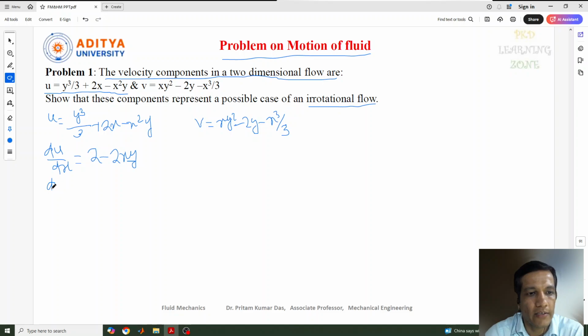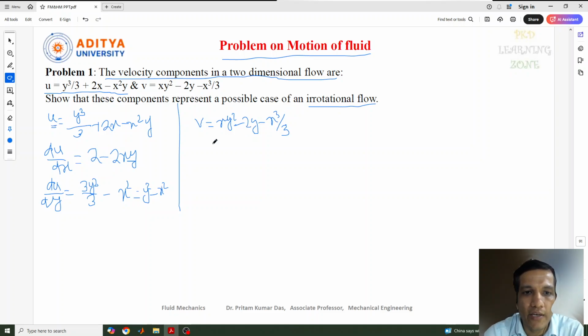Similarly, if I differentiate the same equation with respect to y, we get 3y square by 3, because y cube is there. The 2x term will not be there because only an x term is there, and for x square y the derivative is minus x square. If you cancel 3 by 3, we get y square minus x square. This is the u term, the velocity component in the u direction.